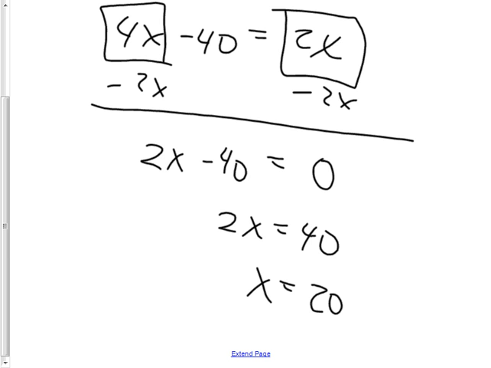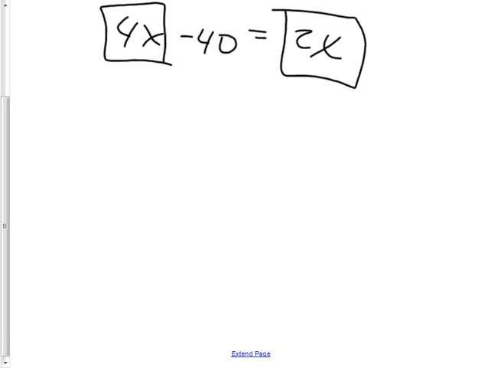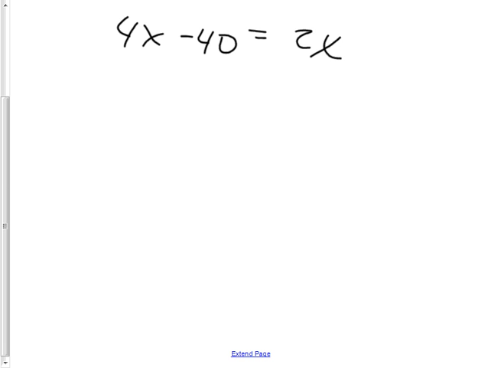If I had the same problem here, but I had a less than sign or a greater than sign, I'll make a new problem. 3x plus 5 is less than 7. How do you solve those? Well, you solve them the exact same way. You just act like that less than sign is an equal sign. Except if you ever have to divide by a negative, the sign will have to switch.